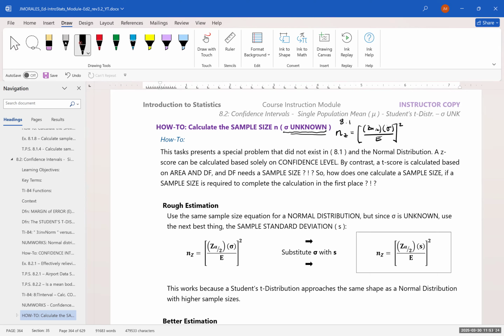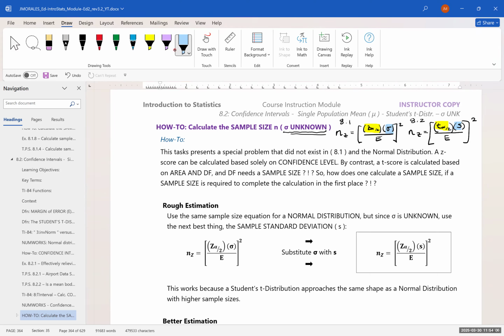All right. So you might think, well, if we're going to do this with a student's t distribution, why don't we just keep everything the same? And instead of a z alpha 2, why don't we use a t alpha 2? And because sigma is unknown, we'll use the sample standard deviation, and we'll use the margin of error, and we'll square it, right? We'll just substitute a t alpha 2 in place of z alpha 2 and substitute s for sigma. So why don't we just do that?